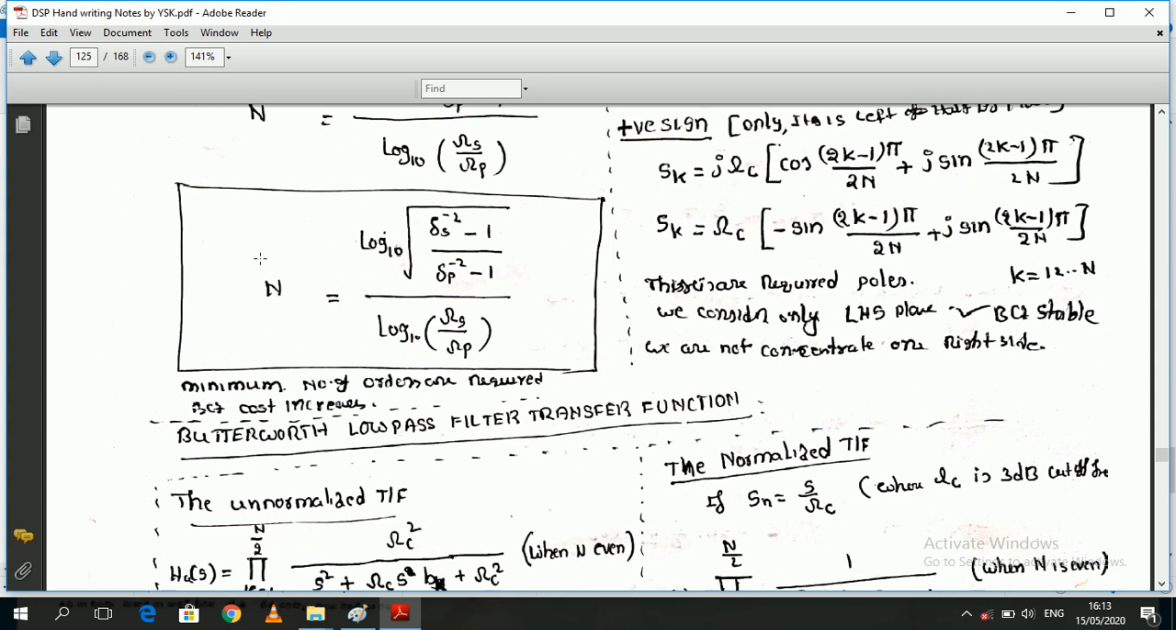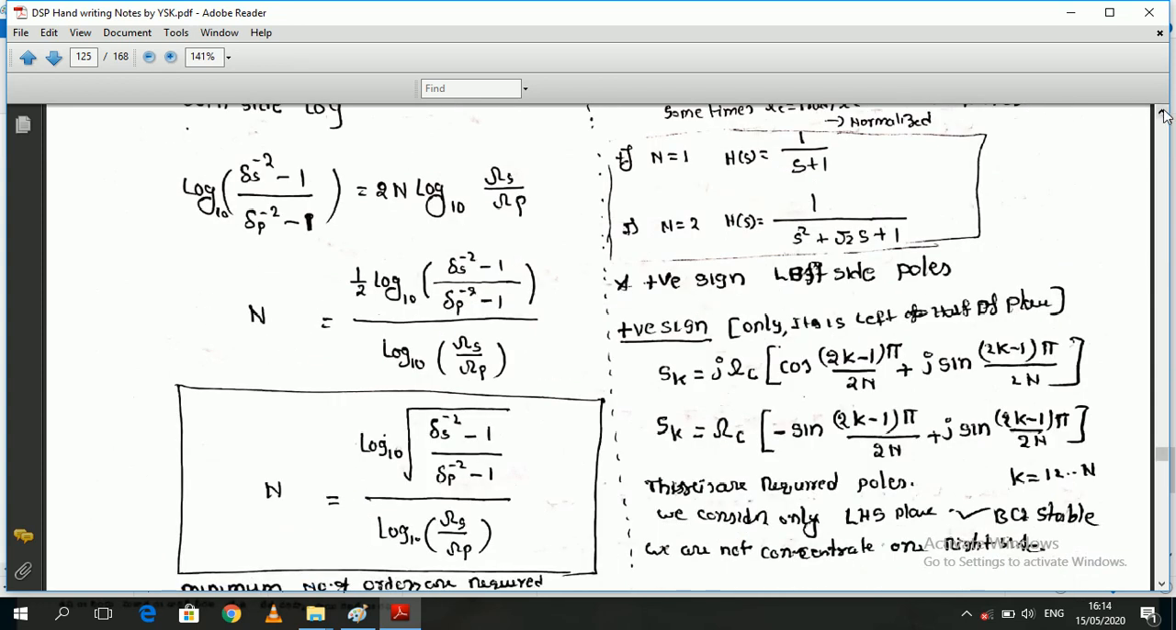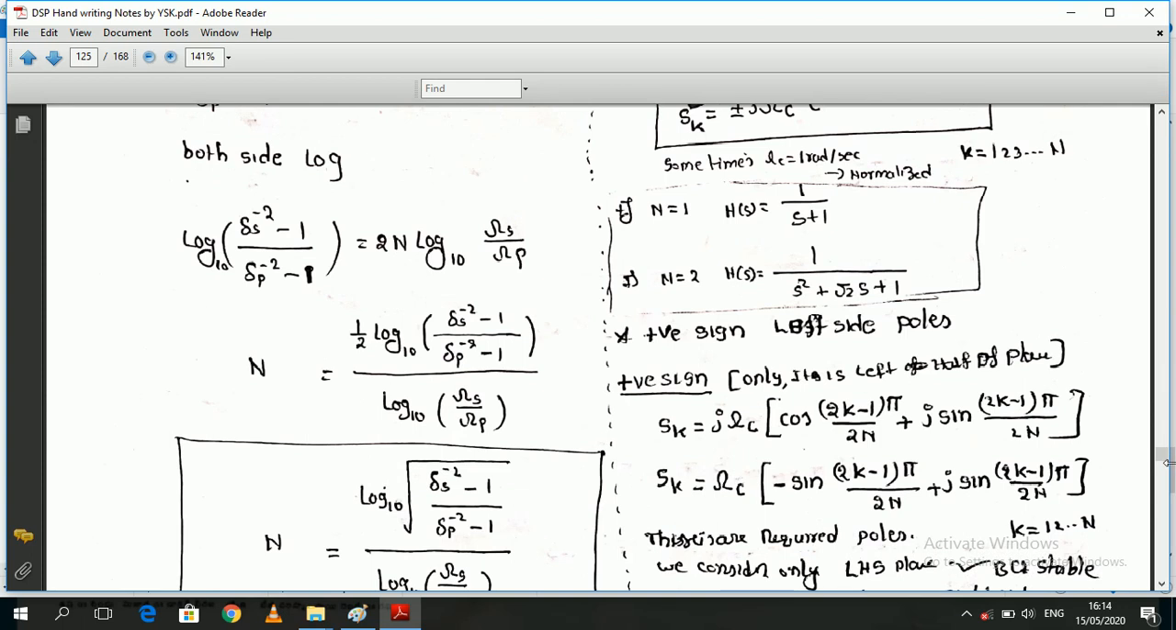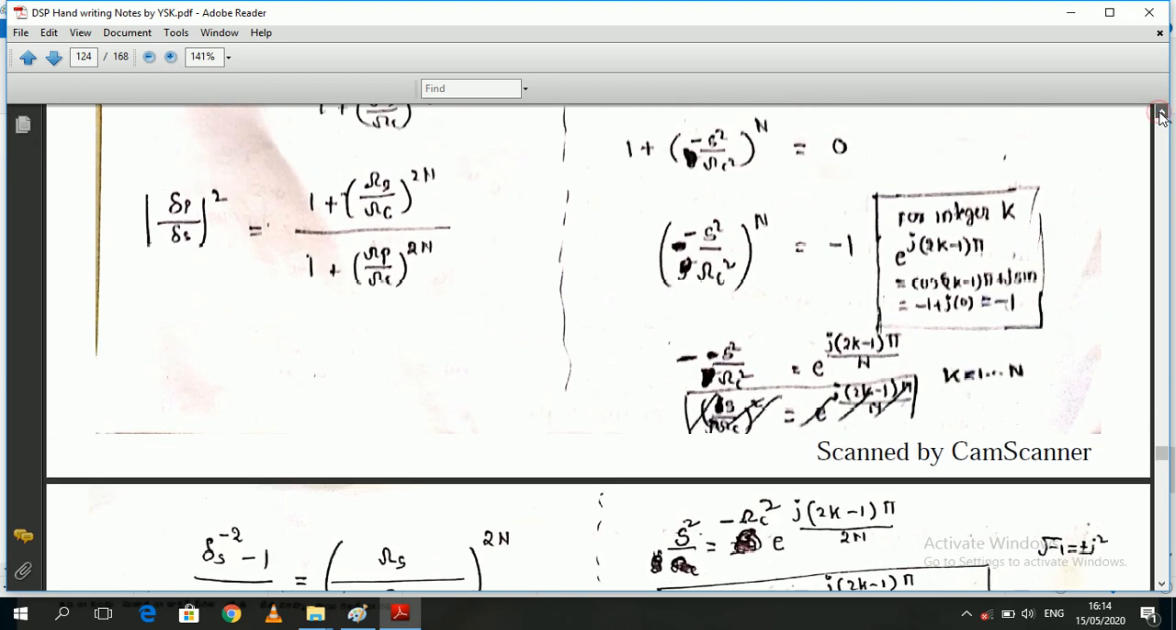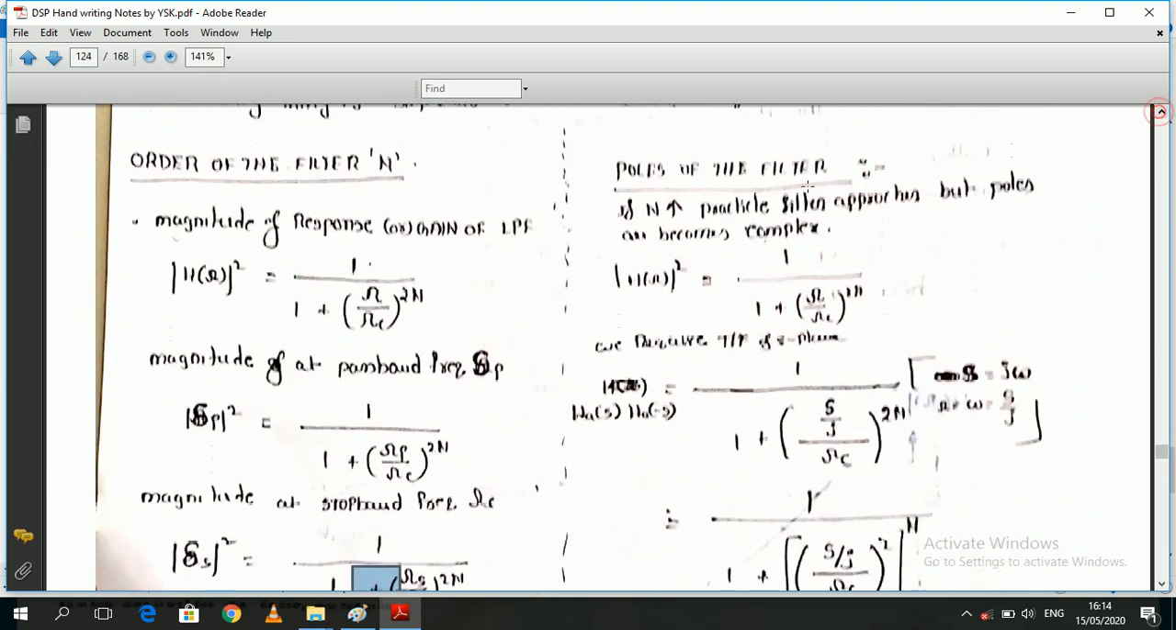So if you want to find the order of the filter, the n value, now it is time to find the poles. What is the pole? The denominator is nothing but the pole. How can you find the poles for an n-order filter? See this, the right side derivation is for the poles of the filter. If n increases, the practical filter approaches the ideal, but the poles become complex. You know very well, if the order increases, second order, third order, then the poles also increase: s minus a, s minus b, and s minus c. So there are three poles. A third order filter has three poles. So if n increases, the poles also increase, so it becomes complex.